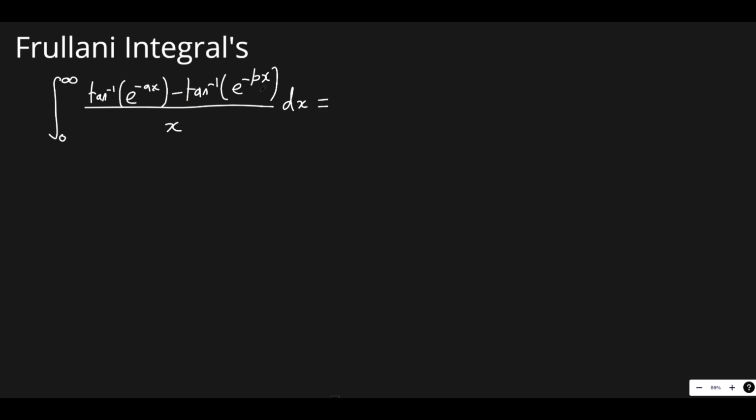I think it's pi upon 4 times ln of beta over alpha, but we'll be able to check this out later on and verify this.